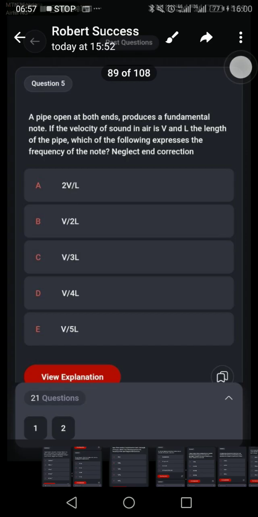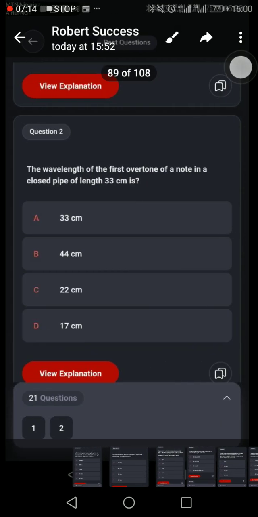Neglect end correction. So this is an open pipe situation, and the fundamental note frequency, from what I taught you, is V over 2L. Option B is the answer. If it was a closed pipe, it's V over 4L. But since it's an open pipe, it's V over 2L. Are we clear on that? Alright, move on.